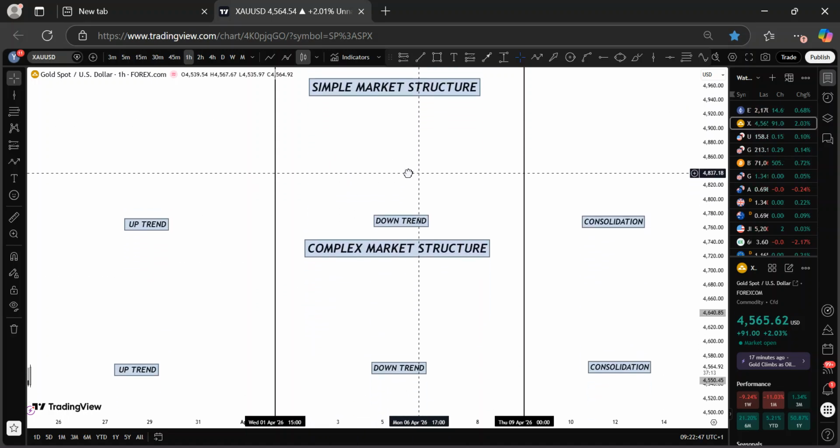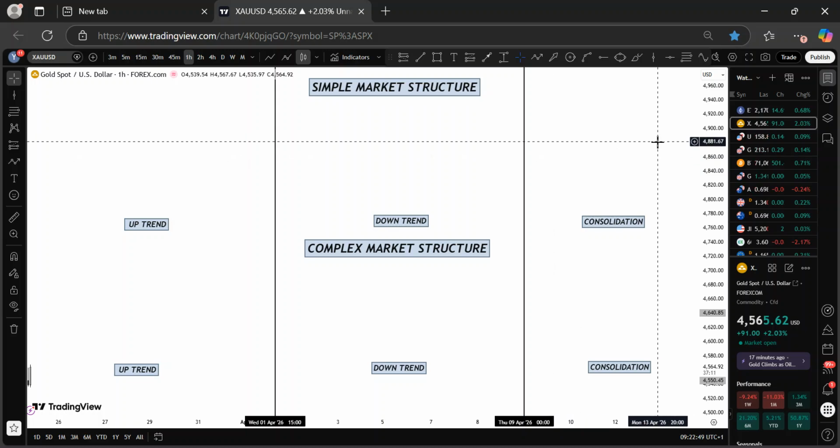All right. So I like to break market structure into two categories. We have simple market structure and we have complex market structure. I'm not going to take much time on this video, so pay attention and pick up everything you need to pick up. Simple market structures are those market structures that are easy to read and understand.